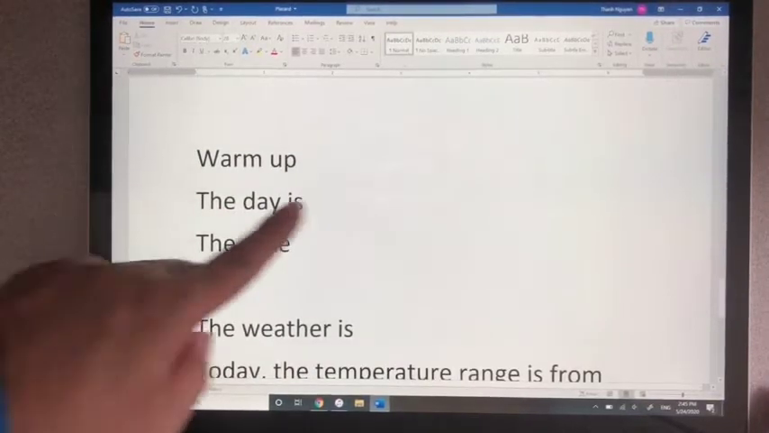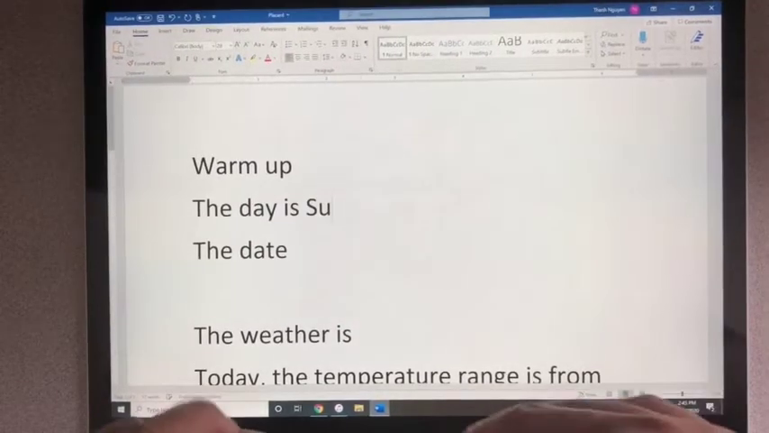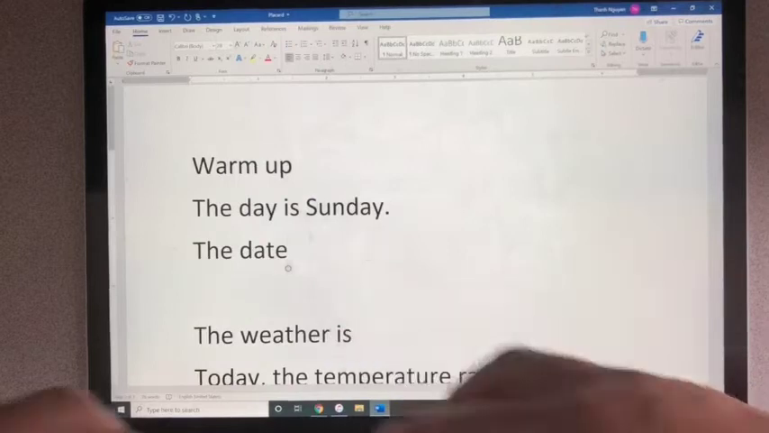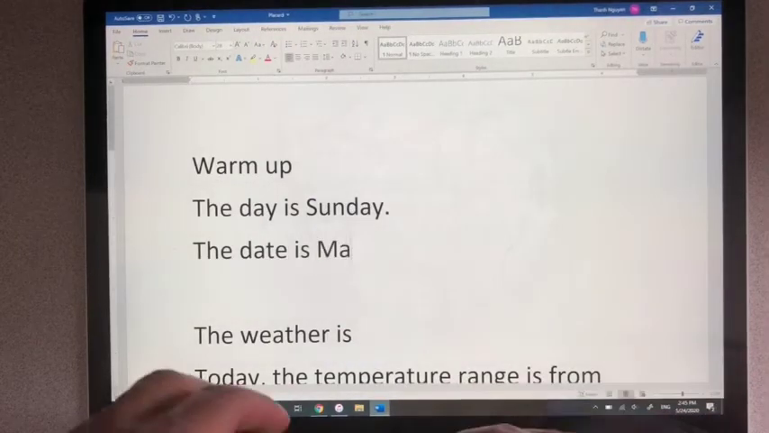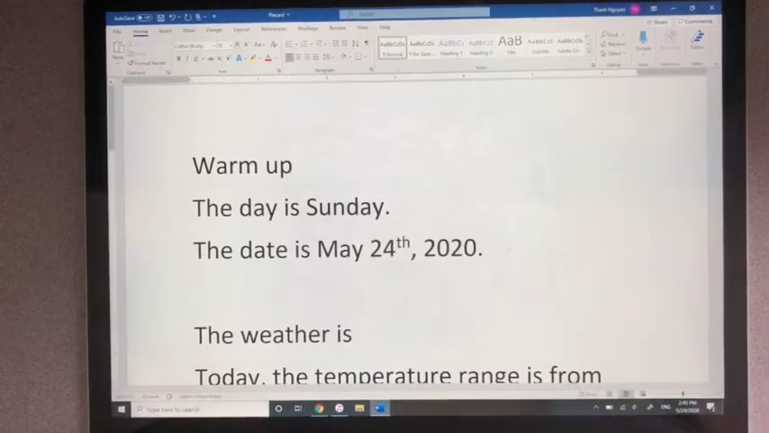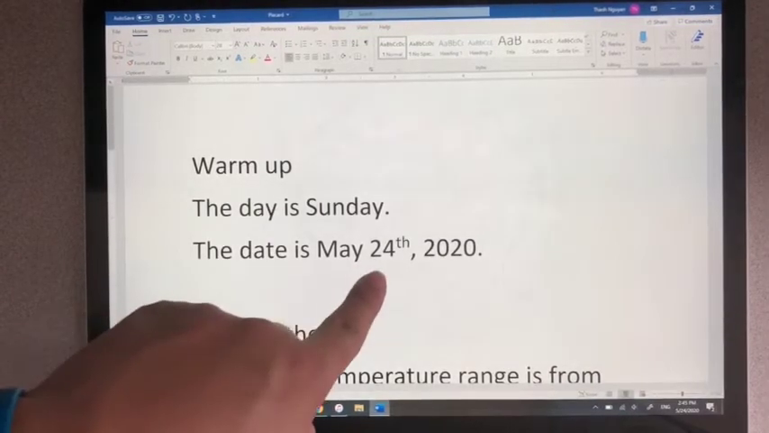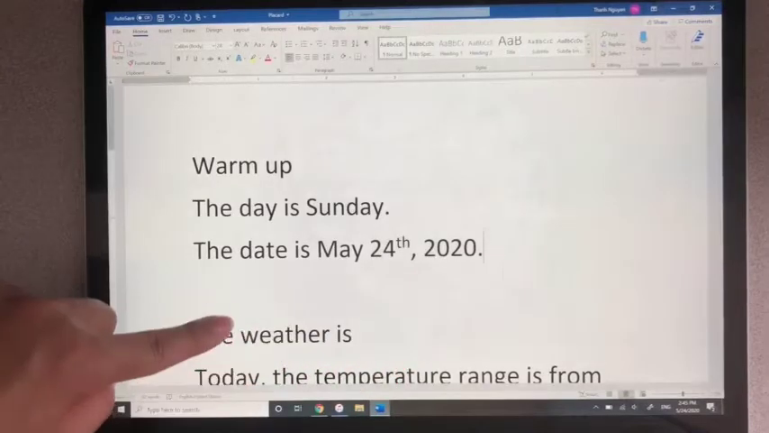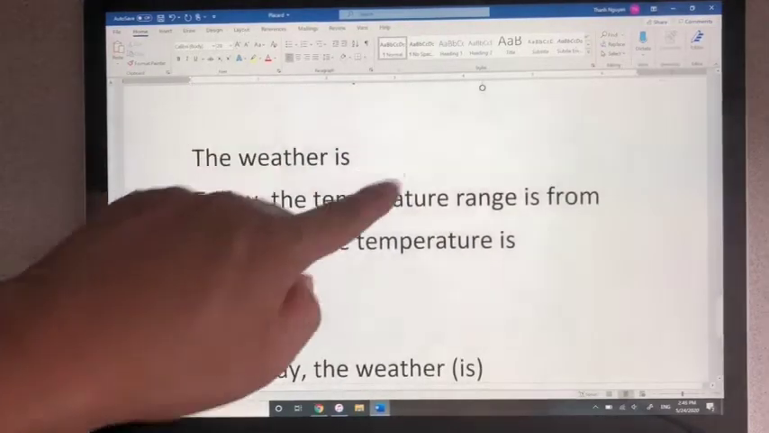So, the warm-up. Today is Sunday. The date is May 24th, 2020. The month is May, the date is the 24th, and the year is 2020. Let's look at the weather.